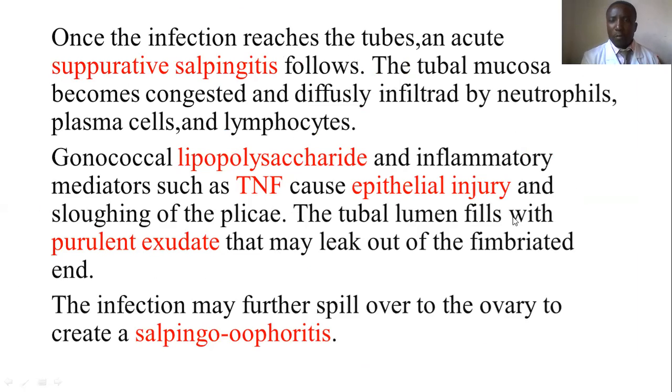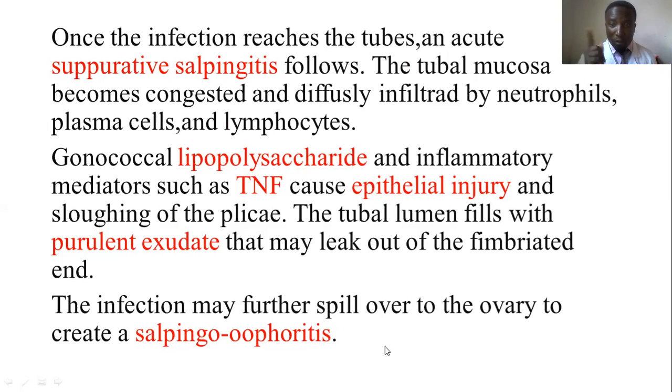The tubal lumen fills with the purulent exudate that may leak out of the fimbriated end. The infection may further spill over to the ovary to create salpingo-oophoritis. Remember, salpingo refers to the fallopian tube, then oophoritis, meaning the ovaries. Salpingo-oophoritis, meaning that the fallopian tubes and the ovaries are involved together.